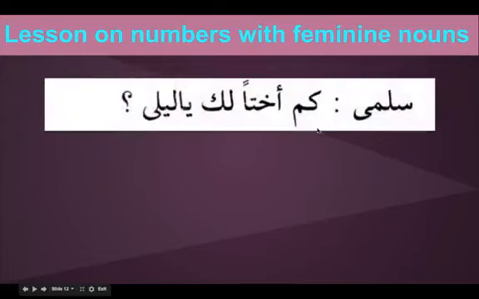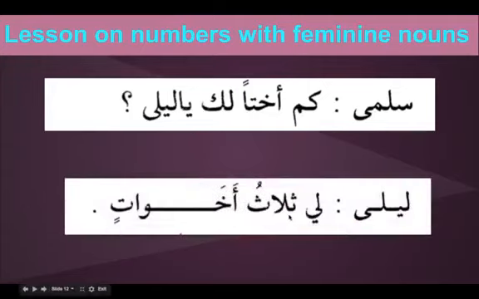Salma is asking, كم أختا. See, كم أختا. أختا is tamiz after كم. How many sisters? Lucky ya Layla. How many sisters do you have, ya Layla? So Layla is saying, I have thalathu, 3. Thalathu akhawatin, 3 sisters.